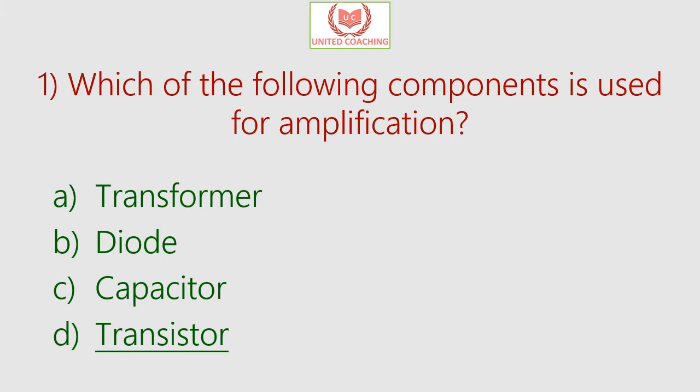So answer is transistor. A transistor is a semiconductor device used to amplify or switch electronic signals and electrical power. A transistor acts as an amplifier by raising the strength of a weak signal.